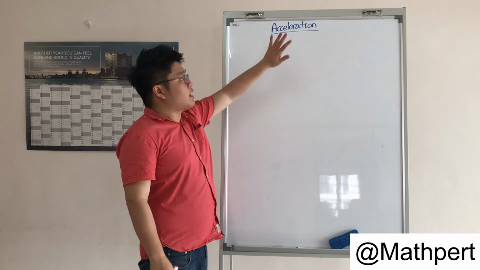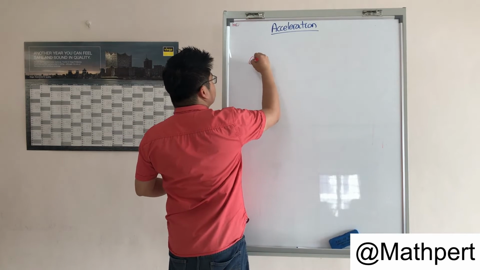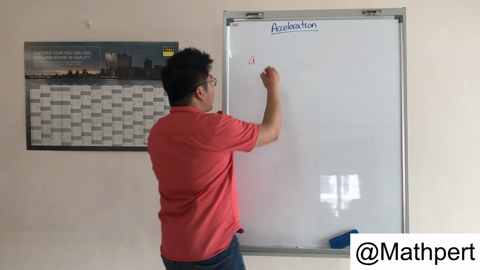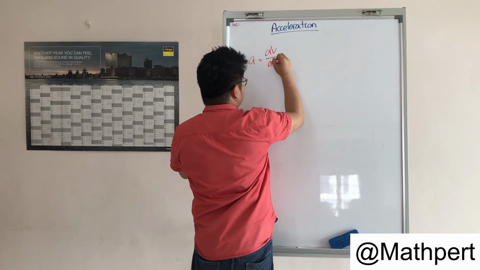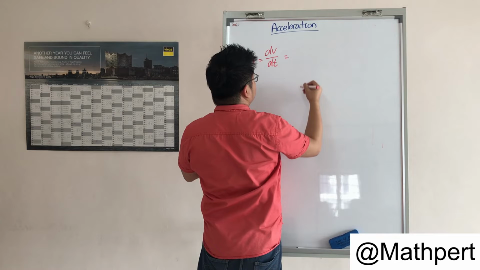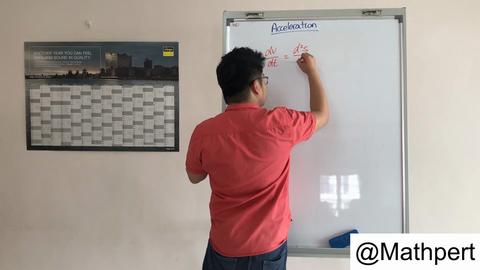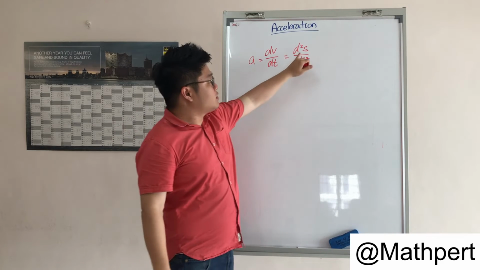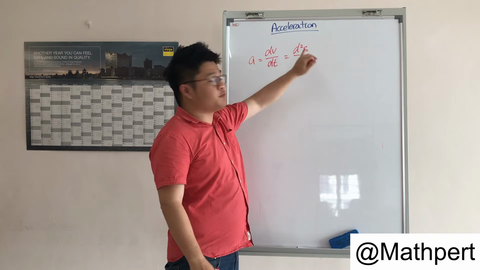Let's take a look at accelerations. The symbol for acceleration is a. And how do we get accelerations? By differentiating velocity, dv/dt. In other words, it is d²s/dt², the second-order differentiation of displacement.